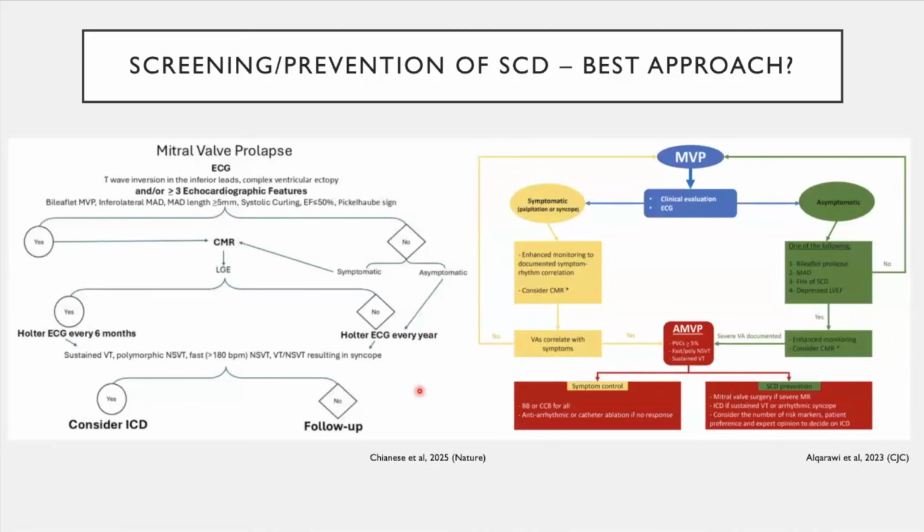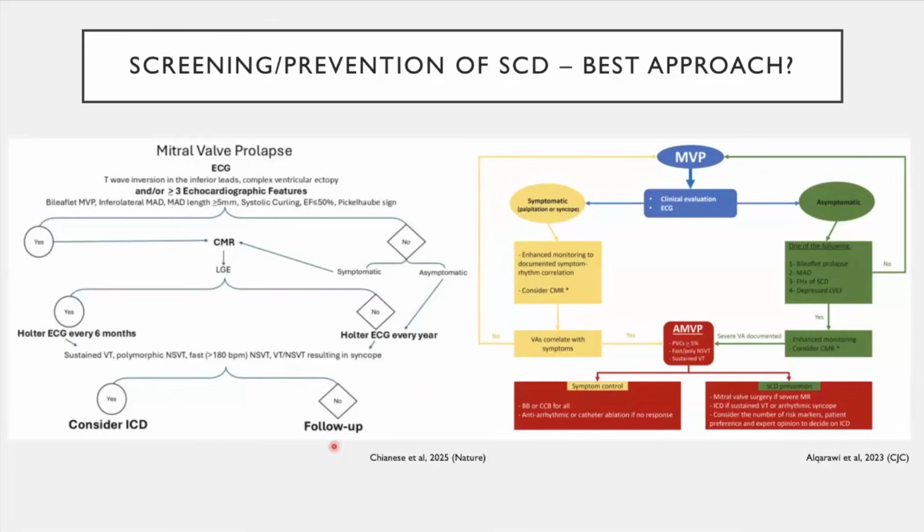And so now the question is, what do we do for these patients? You've diagnosed a patient with mitral annular disjunction or arrhythmic mitral valve prolapse. What's the best plan of action when we talk about screening and prevention of sudden cardiac death? The answer to that question isn't entirely clear. There's a few papers that have developed some proposed algorithms. This first one on the left was published in 2025 in Nature.